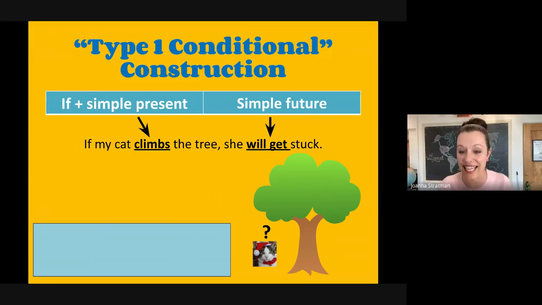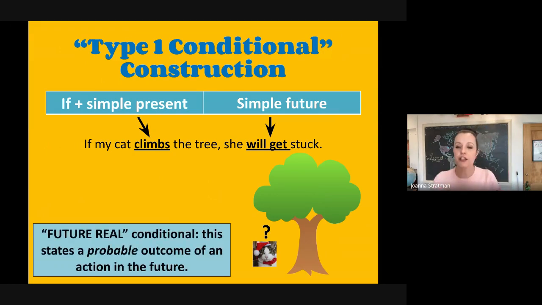She cannot get down then if she climbs the tree. So she hasn't done it yet, but my guess is that if she does it, she probably will get stuck. Another name for this conditional is the future real conditional. And again, just to say it in a different way, this conditional states a probable and reasonable outcome of an action.